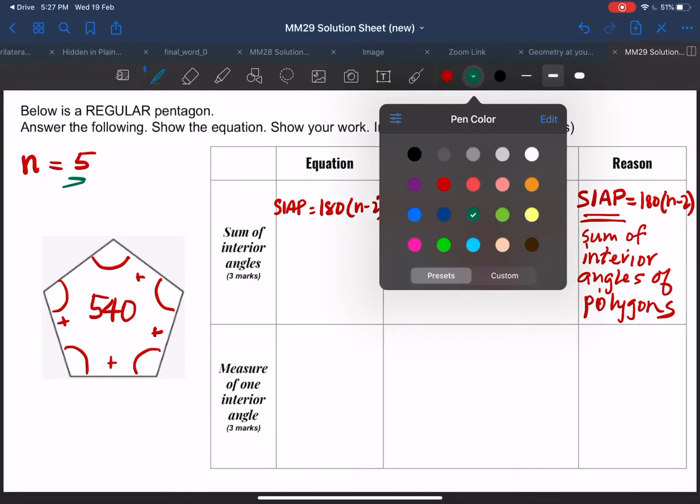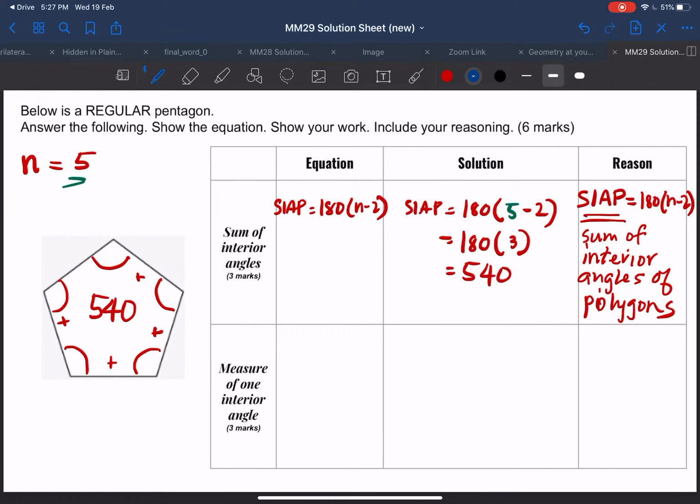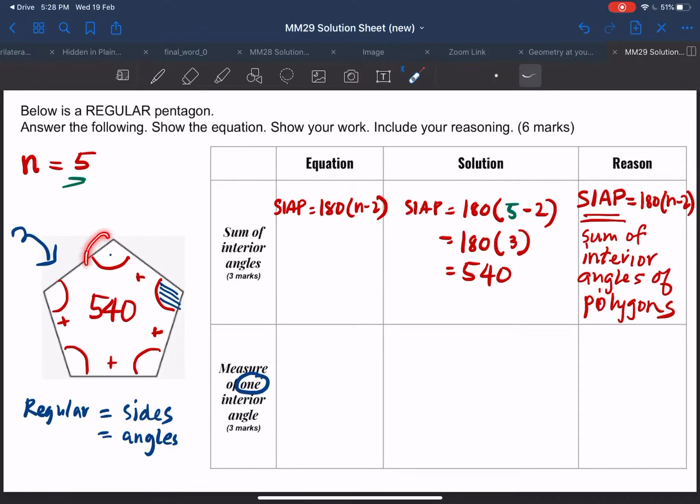Now the next question is asking for the measure of one of the interior angles. If you look at the instructions, it says below is a regular polygon. And we know that regular polygons have equal sides and equal angles. So since this is a regular polygon, this angle is equal to this angle, equal to this angle, equal to this angle, equal to this angle. All of them are equal.